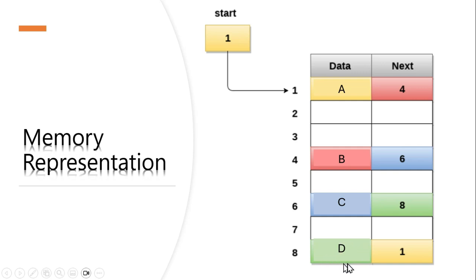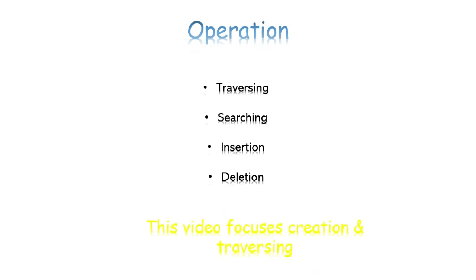However, because we are considering a circular linked list in memory, the last node of the list, containing D, has as its next part the address of the first node of the list. The operations in a circular singleton list include traversing, searching, insertion, and deletion. The focus in this video is creation and traversing of a circular singleton list.